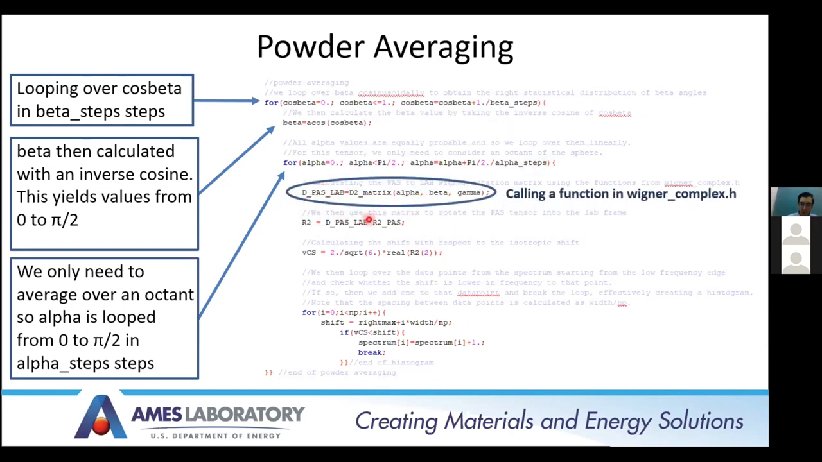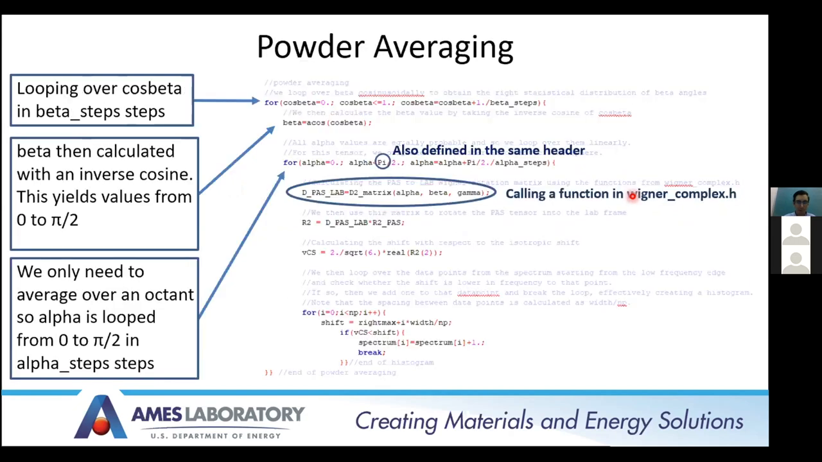The next thing that we do here is we call a function that will calculate the Wigner rotation matrix with angles alpha, beta, and gamma. And this is declared in this header file that I've also included with the source files online. Within this header file, we also define the value of pi. So this is not a standard C variable.